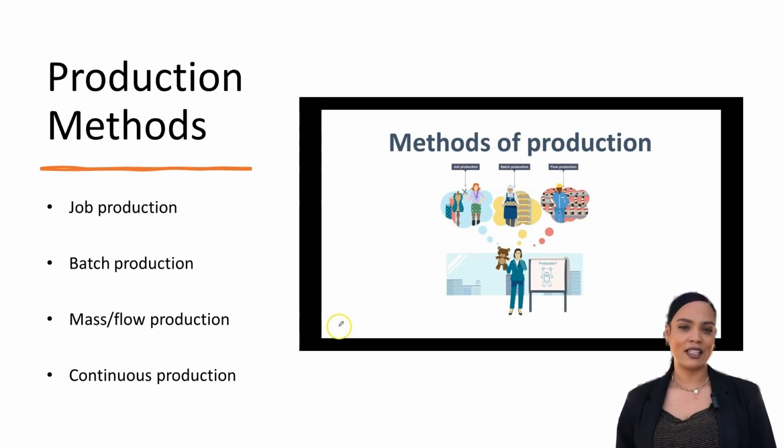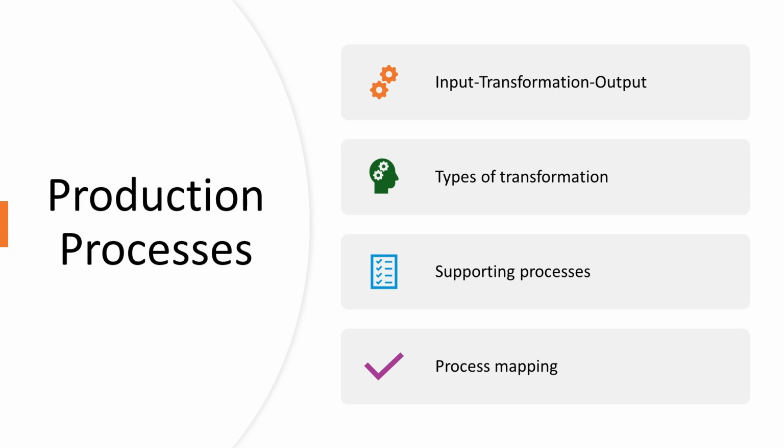With production methods understood, we now explore how production processes operate from start to finish. Production processes describe the step-by-step sequence used to transform inputs into finished goods. 1. Input-transformation-output model. All production follows this universal model.